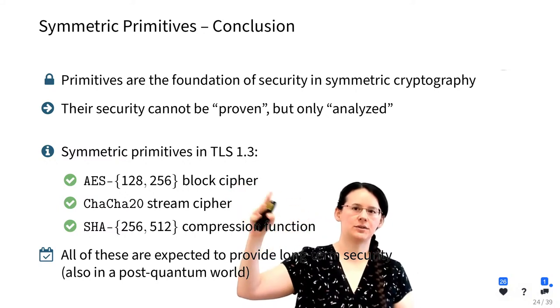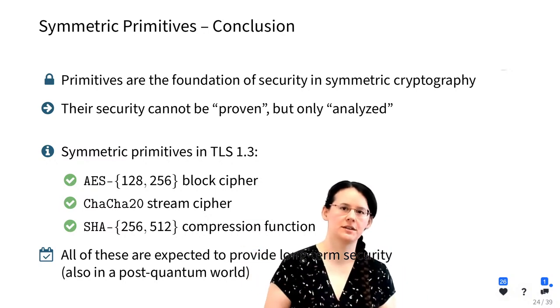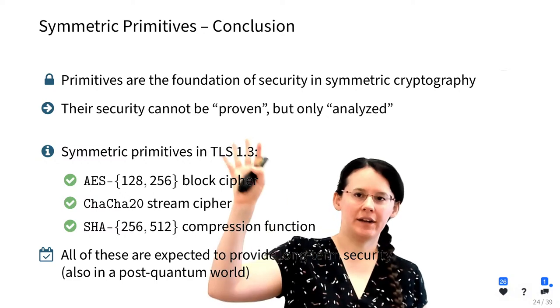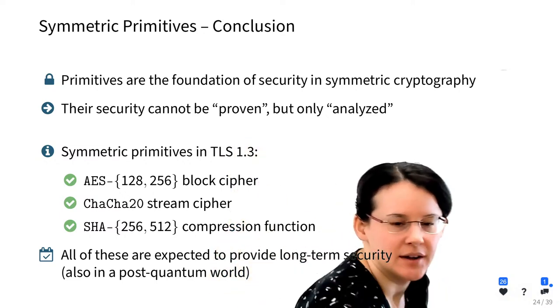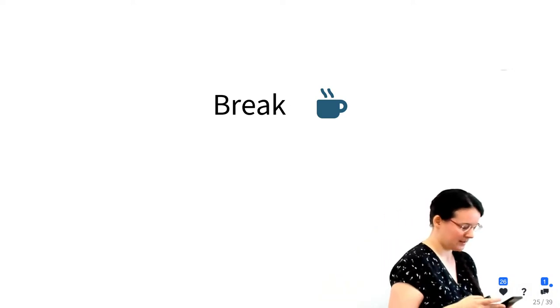But in TLS, you cannot change this during the runtime. So to say, you choose it in the beginning by sending a so-called cipher spec. But you will hear much more about this in a later lecture. So for now, let's enjoy the break and let's be back at 10:53, I suggest. So see you then and enjoy your break.